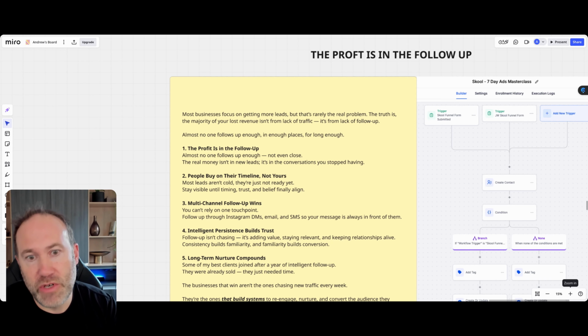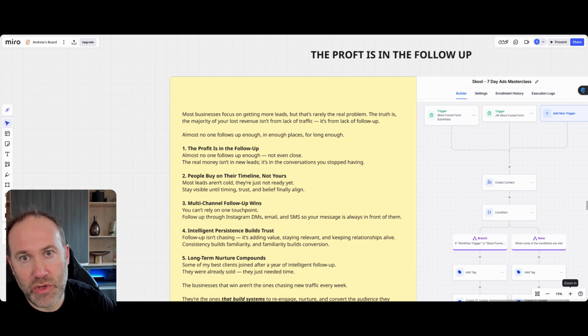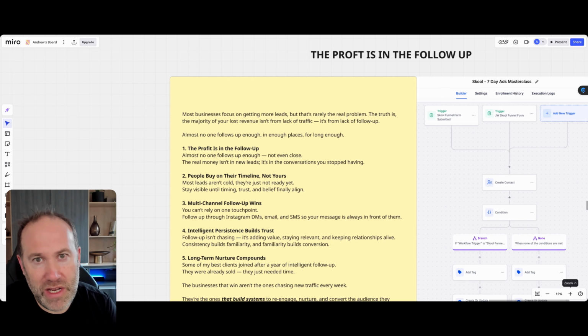So the majority of your lost revenue isn't from a lack of traffic. It's from a lack of follow-up. If there's one area of business to make sure you get right, it's making sure you follow up effectively. Almost no one that I've worked with follows up enough, in enough places, for long enough. So it's not about new leads, it's about the conversations that you let go of. You've got to remember, people buy on their timeline, not yours. When they first start to interact with your content, with your funnel, they may or may not be quite ready to buy.